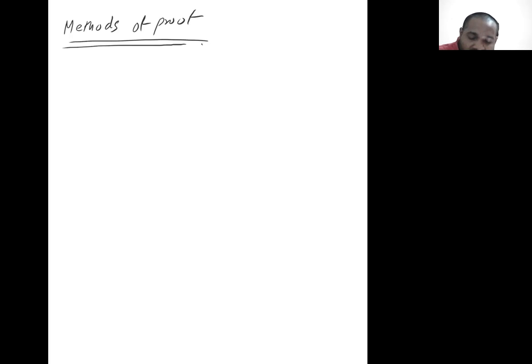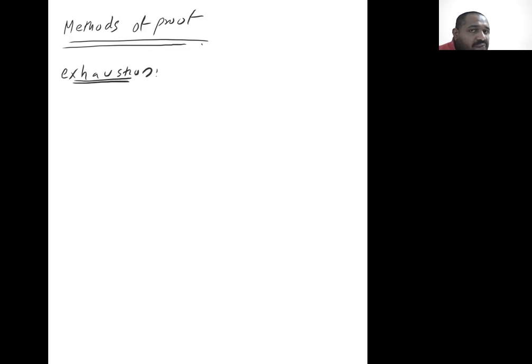So methods of proof. What is basically methods of proof? This is proved by methods of proof. That means we are going to prove any statement using the method of exhaustion. Methods of exhaustion. So what is this? We'll do an example.